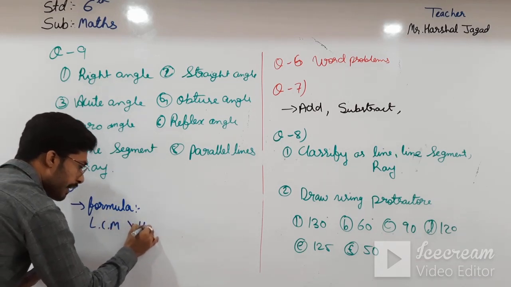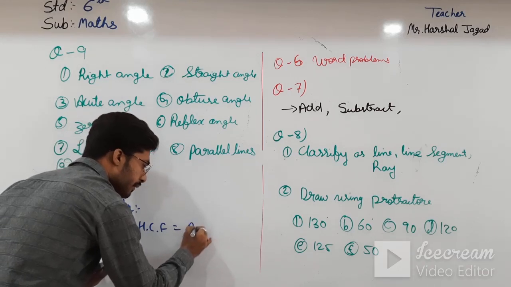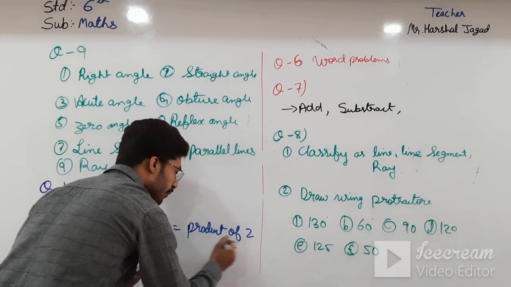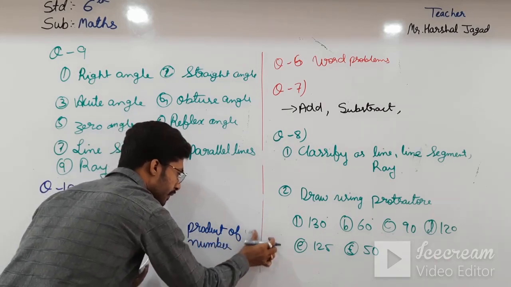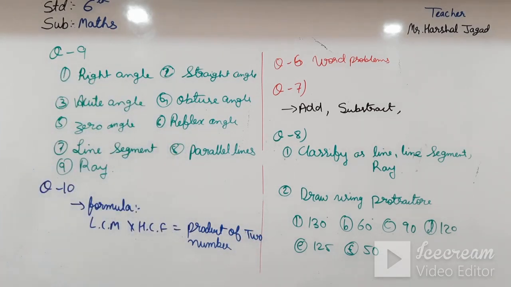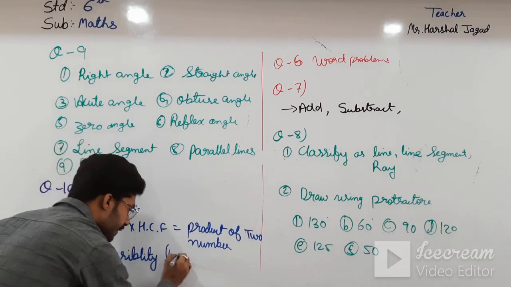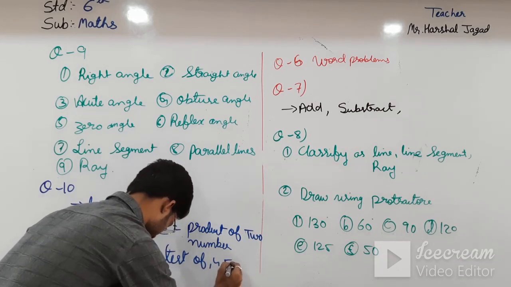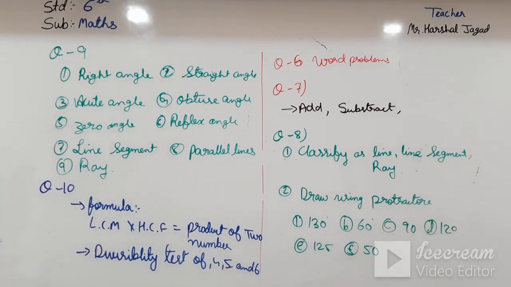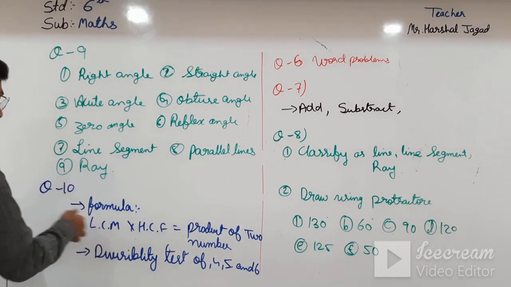So we know that the formula is LCM into HCF is equal to product of two numbers. From that formula it will be asked, and the divisibility tests, you have to also do the divisibility test. Divisibility test of 4, 5 and 6. So you can know which number is divisible by 4, which number is divisible by 6, and which number is divisible by 5. Okay, and this is also from the HCF and LCM chapter.